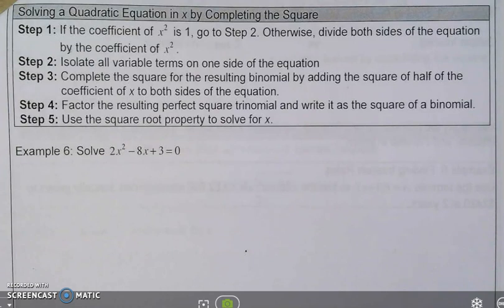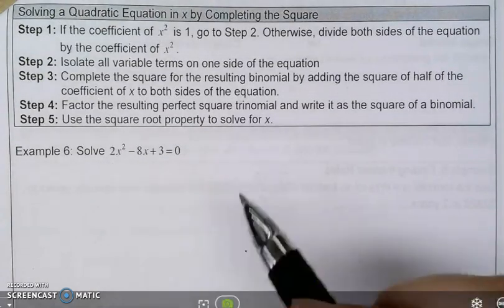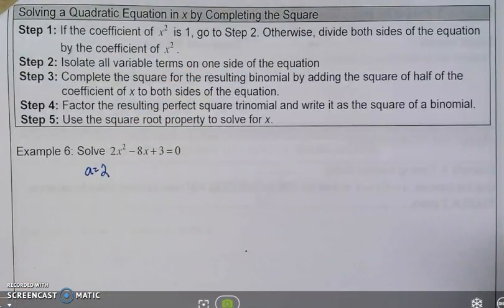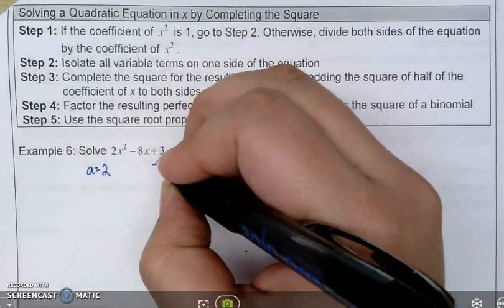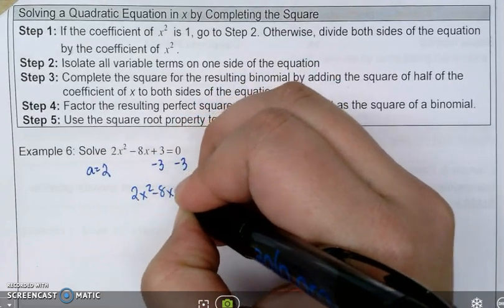So continuing in section 1, this is the second page of the notes packet. With example 6, we're still looking at completing the square, but now we have a coefficient. So notice here that our a value is 2, whereas before we had only been looking at a values of 1. So the first steps are still the same. I want to subtract the 3 over. 2x squared minus 8x equals negative 3.